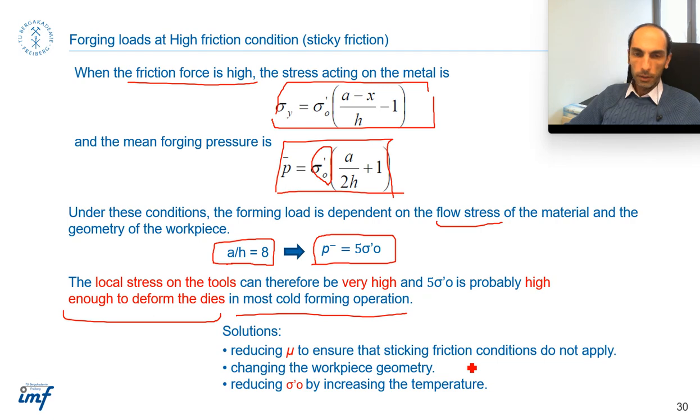Of course, we should reduce the friction somehow by applying the lubricant, or changing the workpiece geometry in a way that decreases the forces, or reducing the sigma, the flow stress of the material. How can we decrease the flow stress of the material? By, for example, increasing the temperature, and sometimes by changing the strain rate. You know that the flow behavior depends on the strain rate also. It depends on the situation. You can choose one of these solutions or all together to avoid the sticky friction condition.